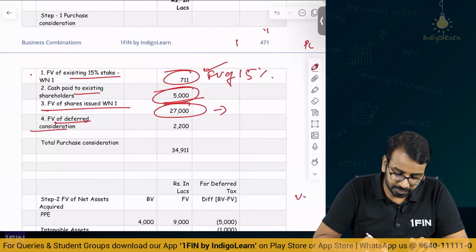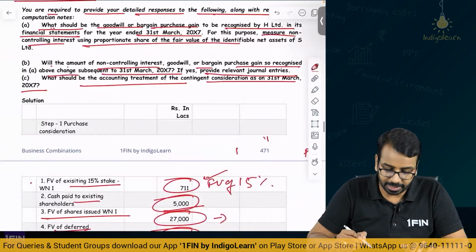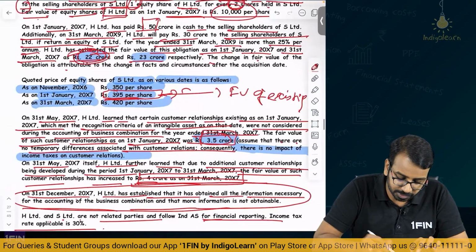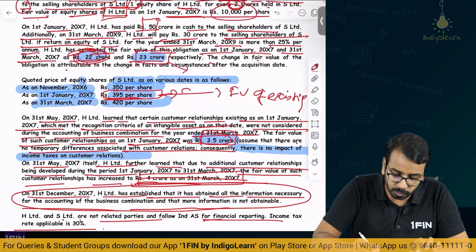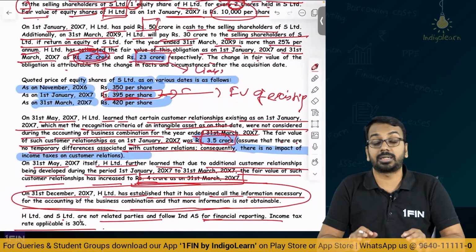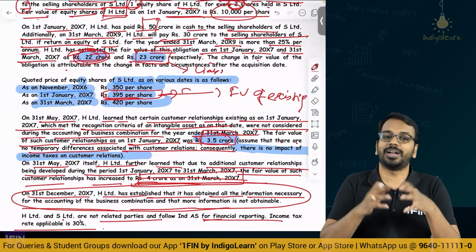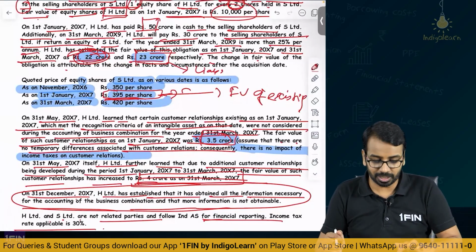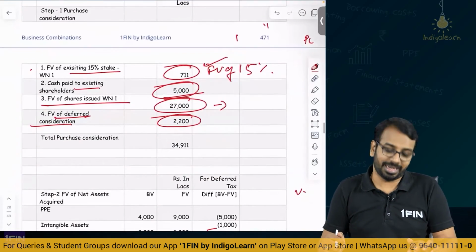Then fair value of deferred consideration 2,200. What they have given here? This number, this will be used to update the liability, but that will not be used to update the values as on 1st of January. Okay. It is not a measurement period adjustment.